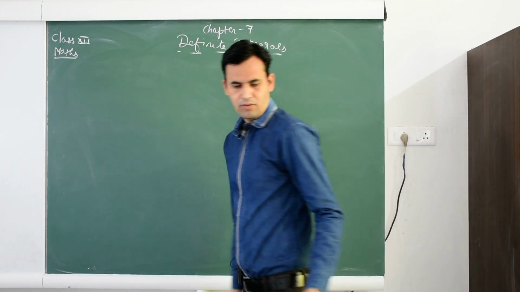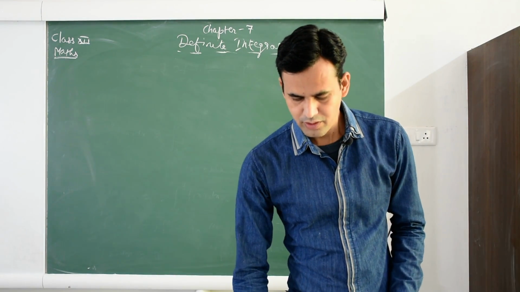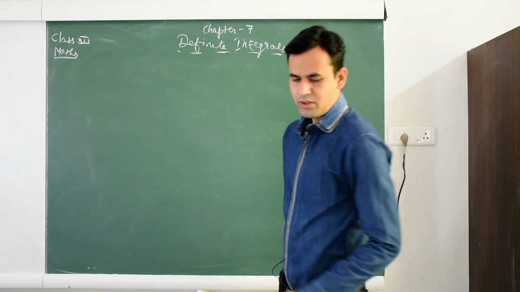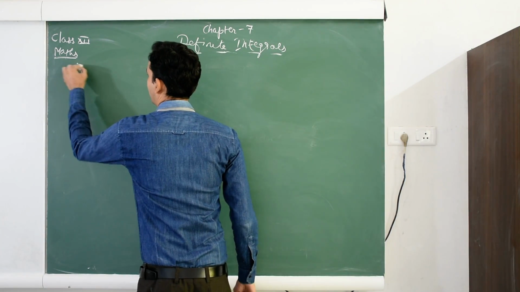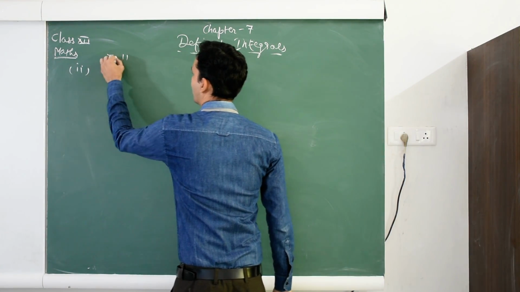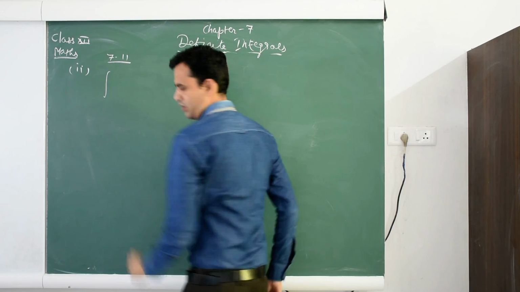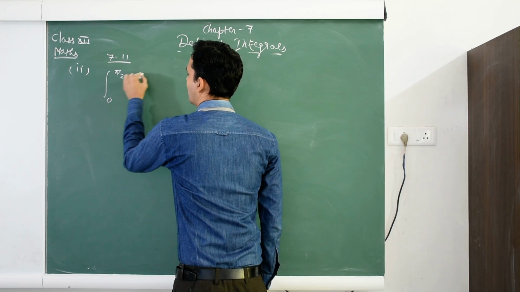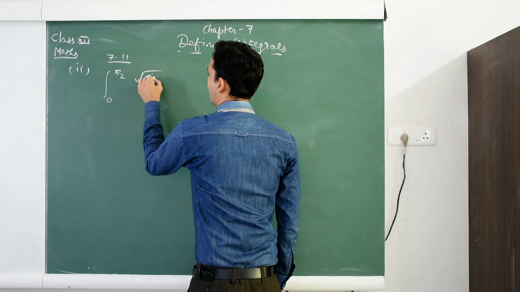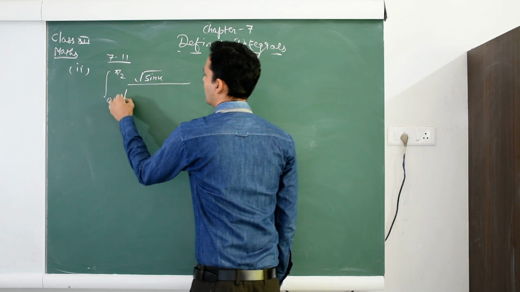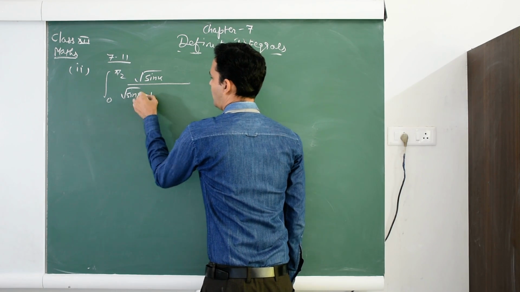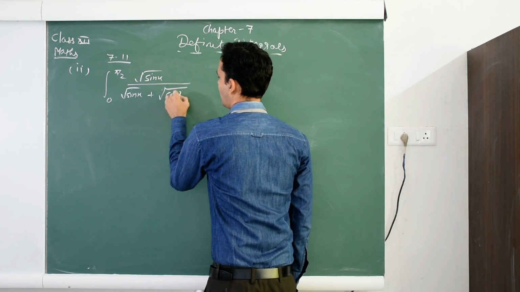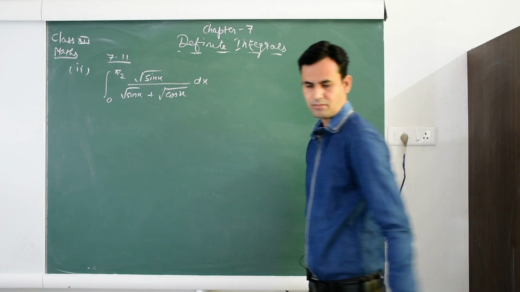Second question, we start from second question because first question is very simple. So second question of 7.11, integration 0 to pi by 2 root sin x upon root sin x plus root cos x dx.